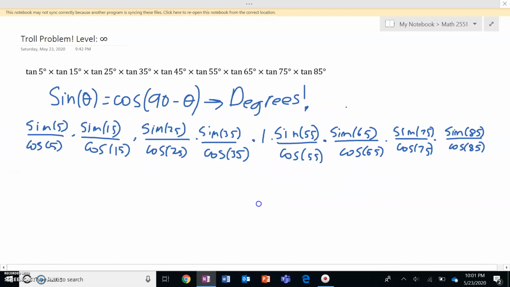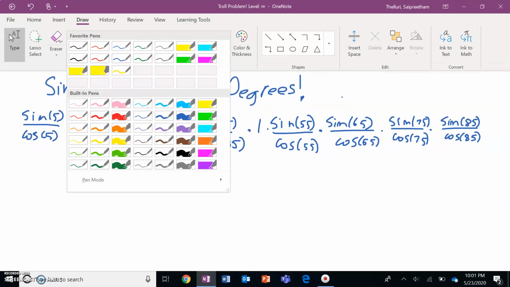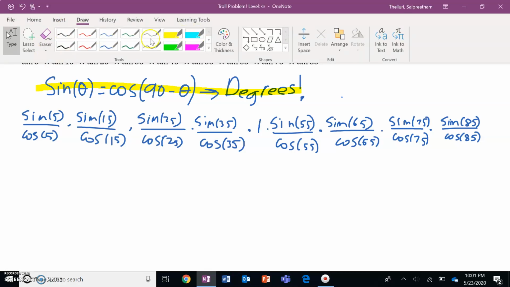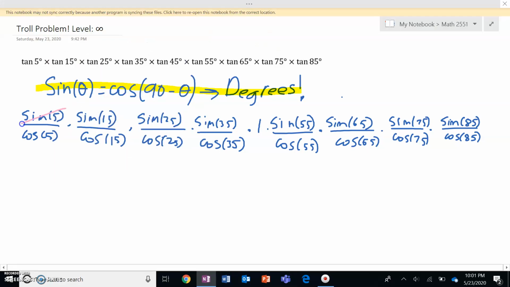Now, based on the identity I defined up here, for those of you who can't see it, I'm just going to highlight that up there. What can you tell me about this? The sine of 5 degrees would be the same as cosine of 90 minus 5, which is 85. Bingo. So let me grab another pen color. The sine of 5 and the cosine of 85 cancel out.